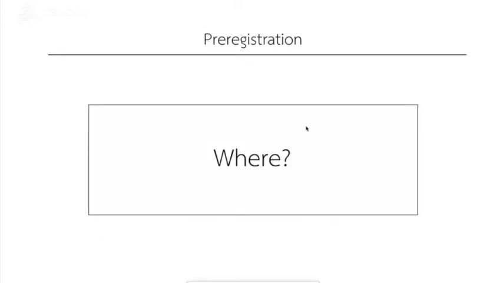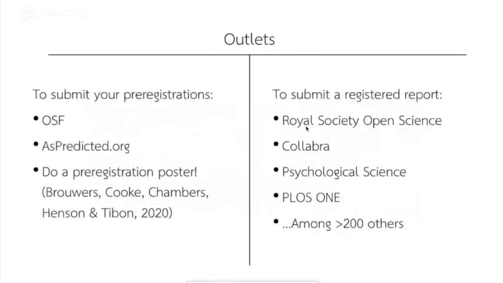So let's talk a little bit about the practical aspects of pre-registration and registered reports. Where can we do that? Let's start there. For pre-registrations, OSF, the Open Science Framework, is a great platform, and I'll show you a little bit of that in a moment. AsPredicted.org is another really good outlet I've used before. I'll show you that in a moment.